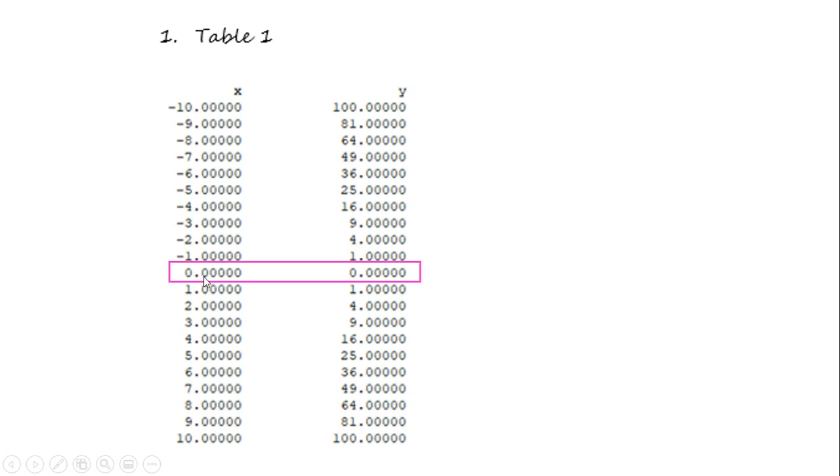So when x is 0, that whole point is your y-intercept. To find your x-intercept, you're looking in the y column for when y is 0. That would make this point also be your x-intercept.